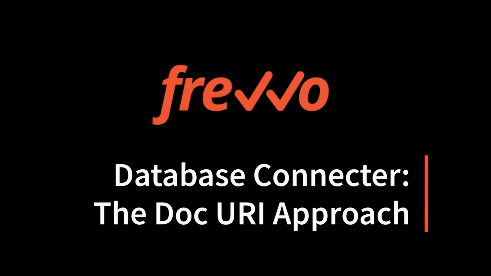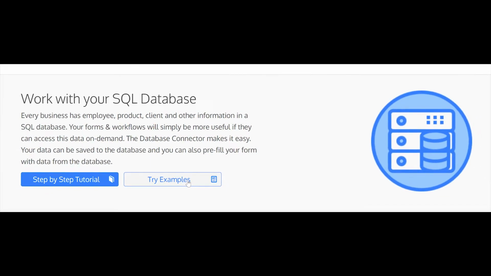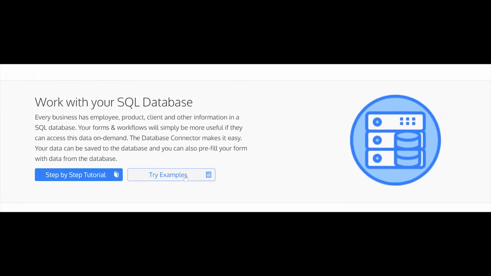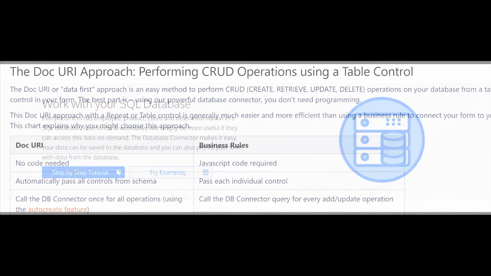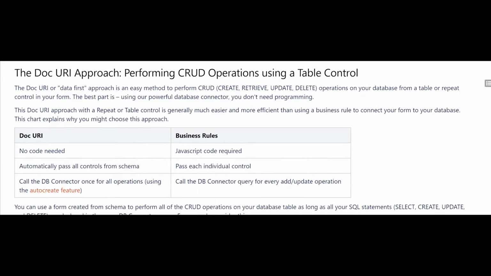The Doc URI, or Data First approach, is an easy method to perform create, retrieve, update, and delete operations on your database from a table or repeat control in your form. The best part is, using our powerful database connector, you don't need programming.